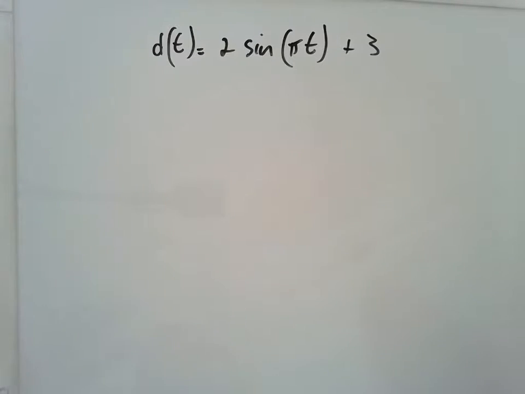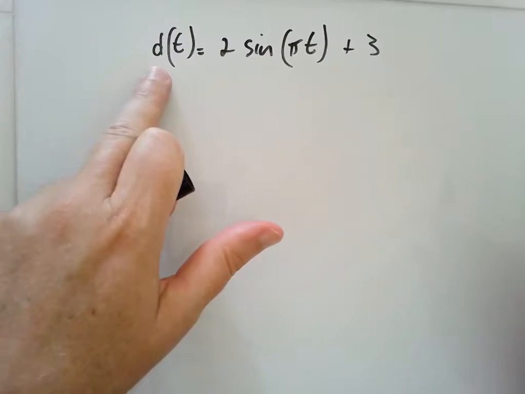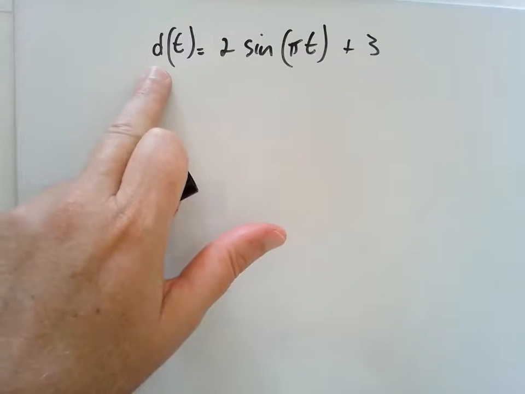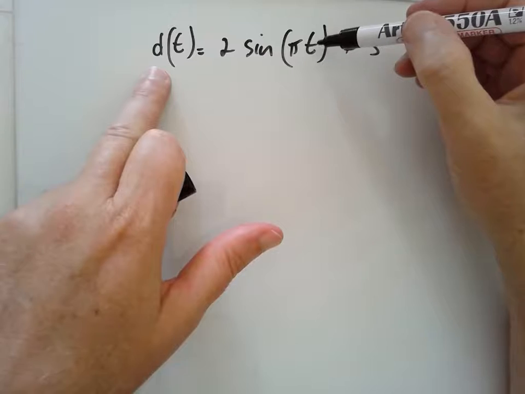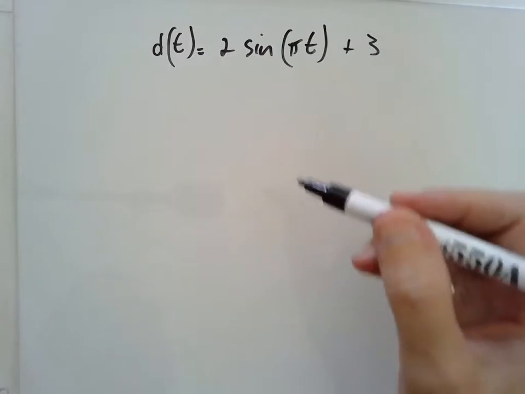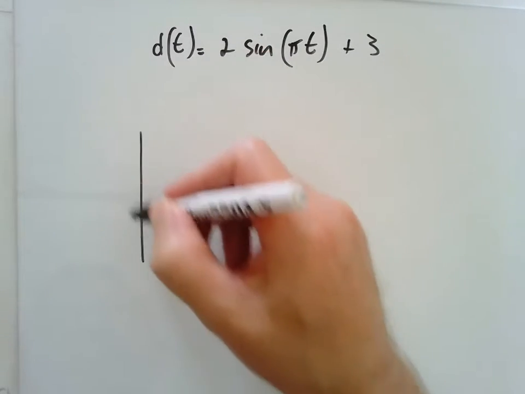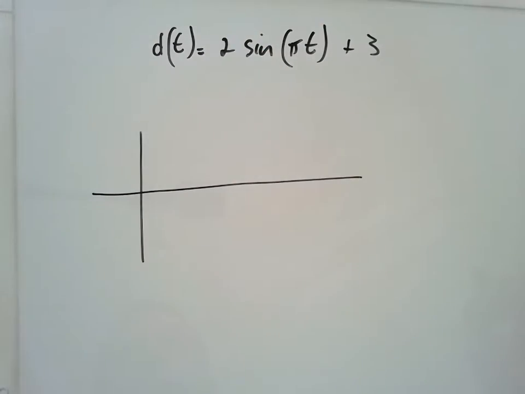Okay, let's see if we can get a graph for this thing here. Let's say that D is the depth of water and T is time in hours after a certain o'clock, after midnight. Okay, so we know we're going to have an X and Y axis. That's a good start, let's leave it there.